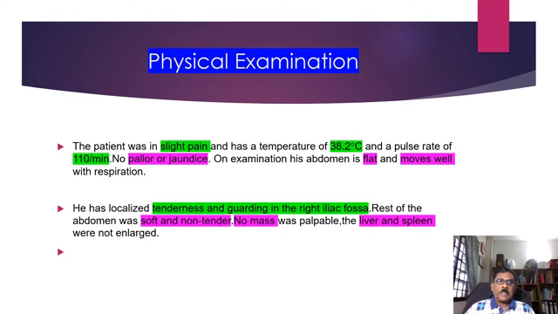Then we go to the physical examination. Again, the green highlights are the positive physical findings. The patient was in pain, febrile, and tachycardic, with tenderness and guarding in the right iliac fossa. These are the positive signs. Whereas the relevant negative signs will be no pallor or jaundice, abdomen is flat, and it moves well with respiration. The abdomen was soft and non-tender over the other areas. There were no masses, and the liver and spleen were not palpable.